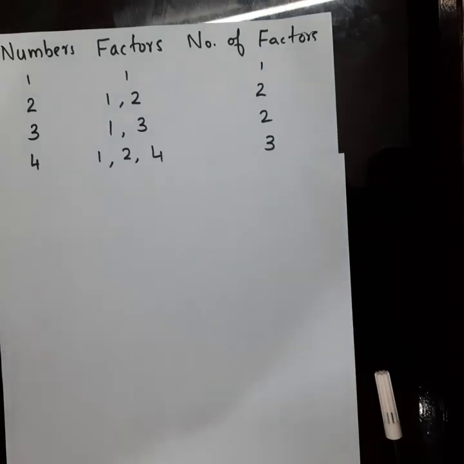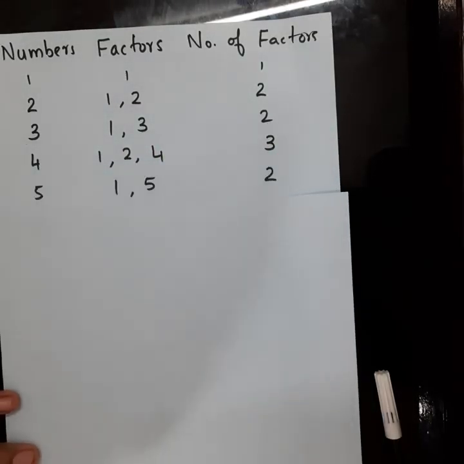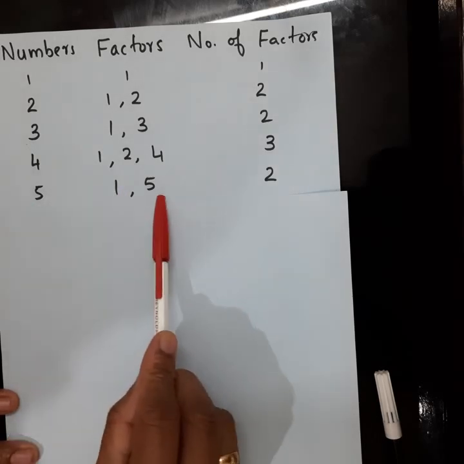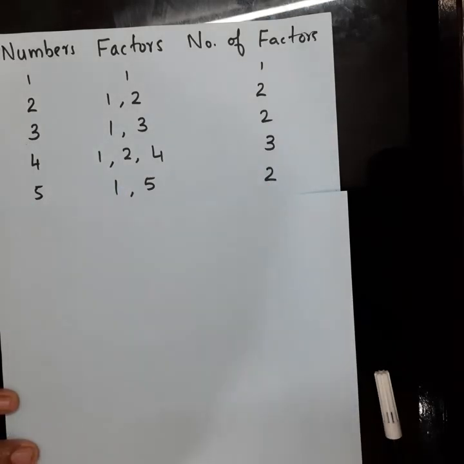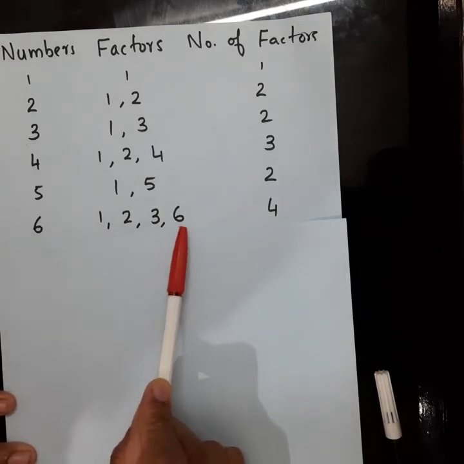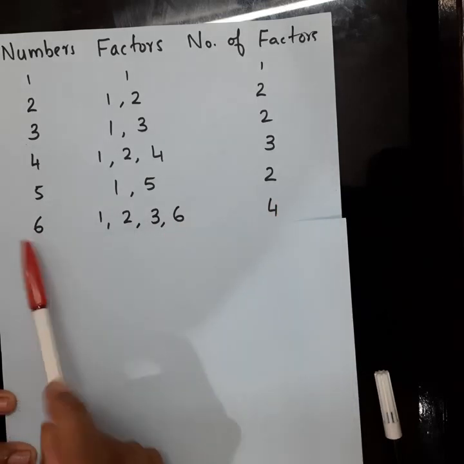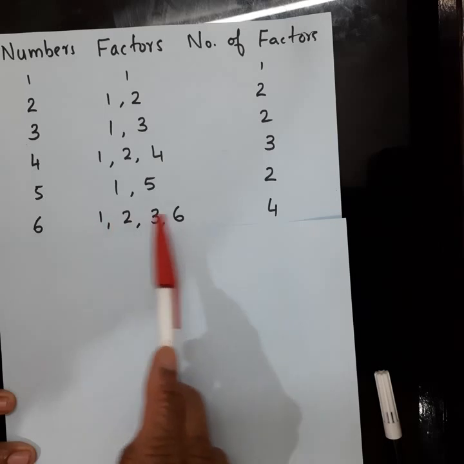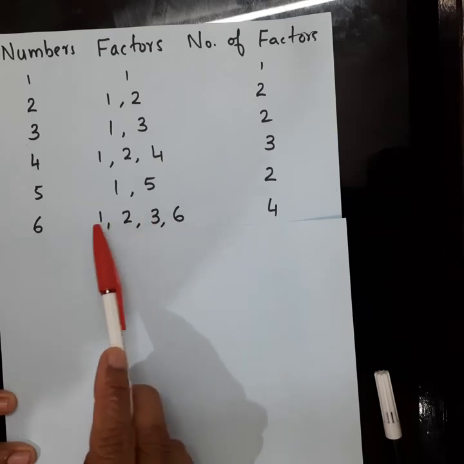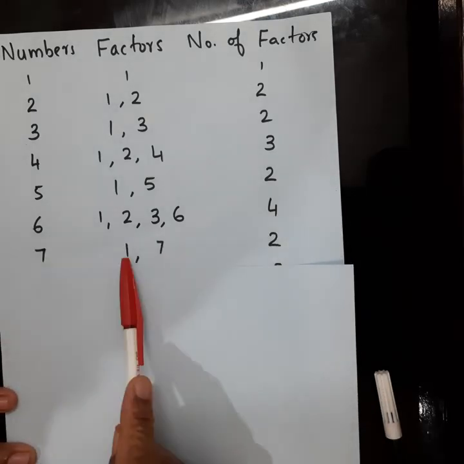4. 1, 2, 4. How many factors? Total 3 factors. Factors of 5: 1, 5. How many? 2. Factors of 6: 1, 2, 3, 6. How many factors? There are 4 factors for the number 6. You can see 1 is a factor and the number itself is a factor. And other than that, there are 2 more factors, 2 and 3. So total 4 factors.